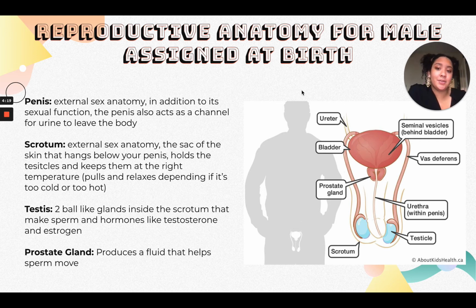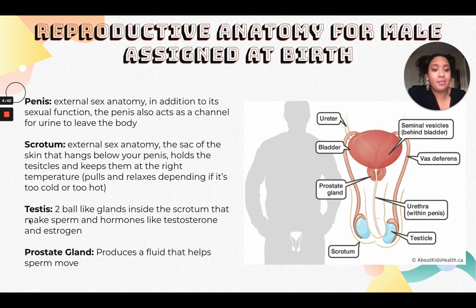Next is the scrotum, also known as the ball sack. That is the skin that hangs below your penis, and it holds the testicles and keeps them at the right temperature. It actually pulls and relaxes. If it's too cold, it will pull up towards the body to keep warm, and when it's too hot, it will relax.